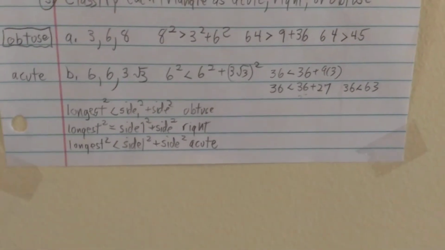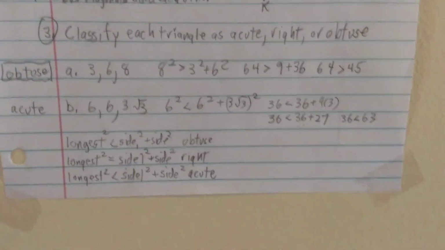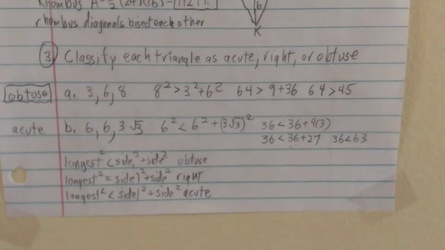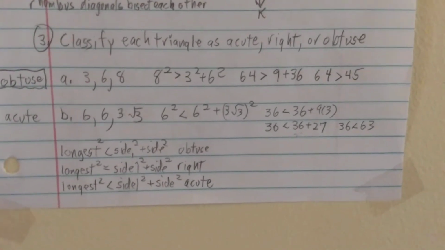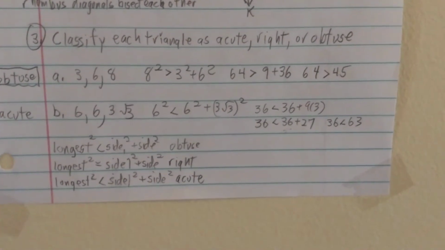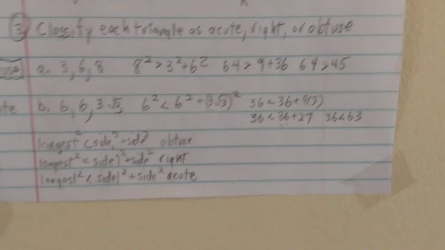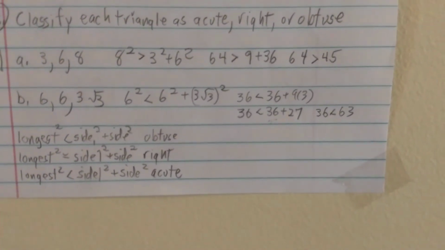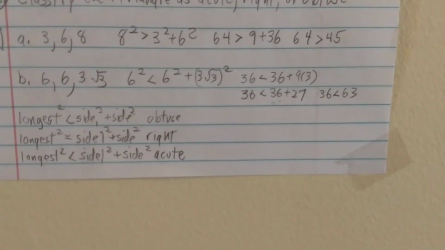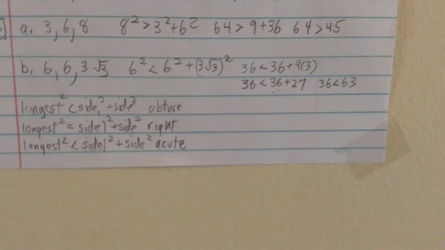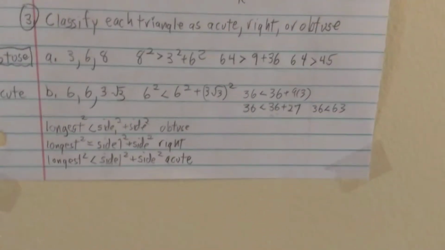Now when we have 6, 6, and 3, we don't really have a longest side, we have a tie, but we still have to take one of the 6's and treat it as longest. So we have 6 squared compared to 6 squared plus 3 squared, and by definition it has to be less than, because 6 squared plus 3 squared turns out to be 36 plus 3 times 3, 9 times 3, or 36 plus 27, and clearly 36 is less than 63.